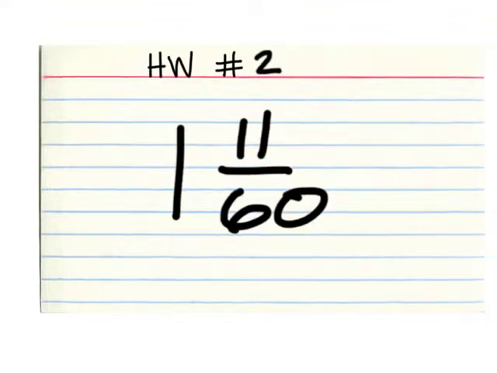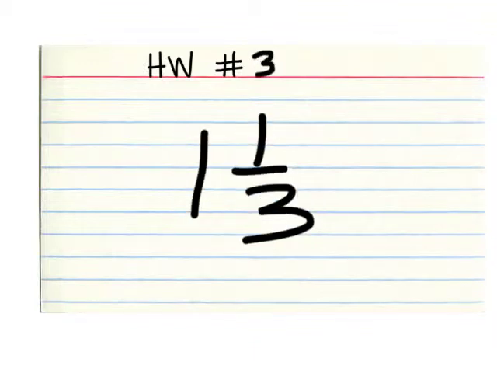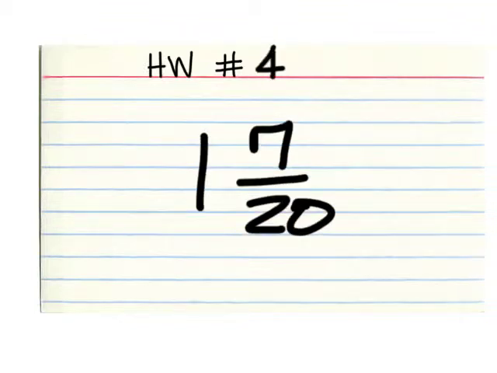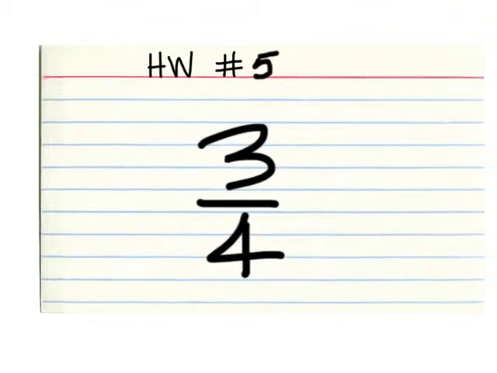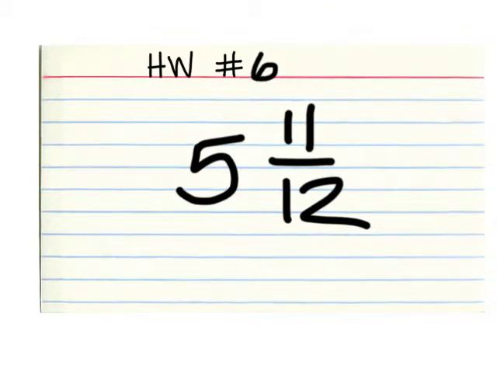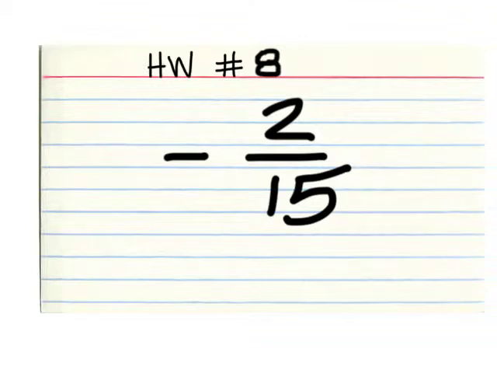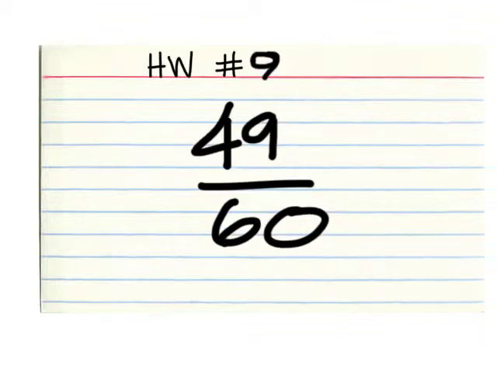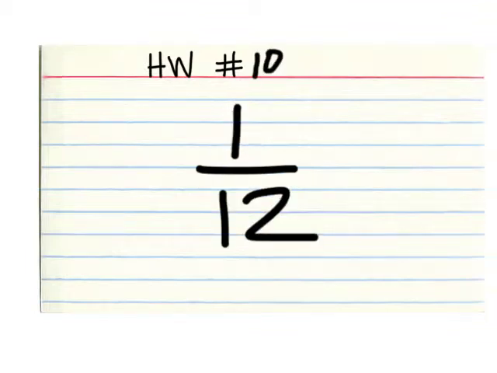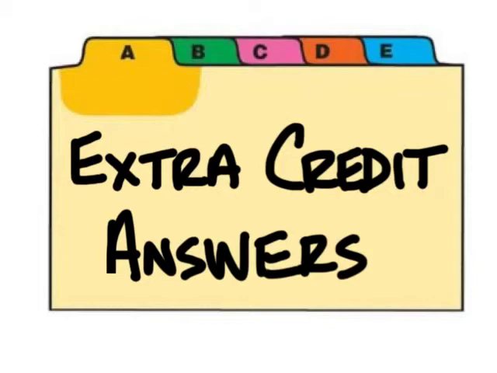2 is 1 11/60. 3 is 1 1/3. 4 is 1 7/20. 5 is 3/4. 6 is 5 11/12. 7 is 39/80. 8 is a negative 2/15. 9 is 49/60. 10 is 1/12.